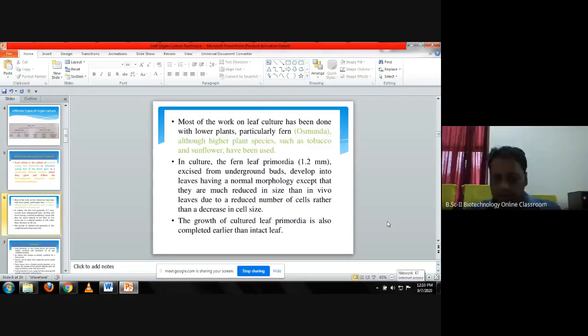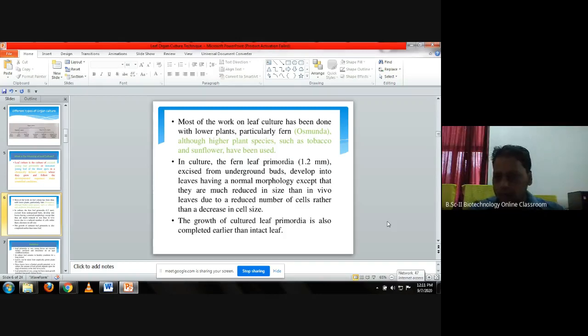Now, most of the work on leaf culture has been done with lower plants. Earlier this was done with fern. Fern is a pteridophyte; an example is Osmunda. Although higher plant species such as tobacco and sunflower have been used, major work is done in lower plants. In culture, fern leaf primordia of 1 to 2 mm excised from underground buds developed into leaves having a normal morphology, except that they are much reduced in size compared to in vivo leaves, due to a reduced number of cells rather than a decrease in cell size.